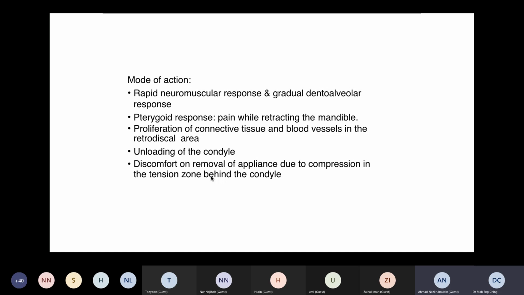Then proliferation of connective tissue and blood vessels, this one we will talk about. Loading and unloading of the condyle. Discomfort on the removable appliance due to compression and tension zone behind the condyle. Wherever we put the myofunctional appliance in the mouth, because of the posture with the lower jaw forward, the muscle will stretch and create forces, which can cause pain and discomfort to the joint.